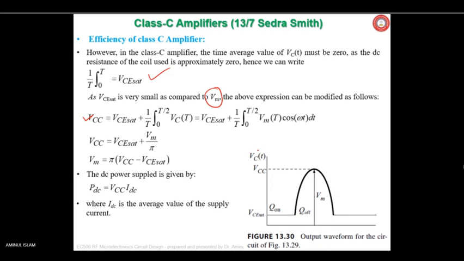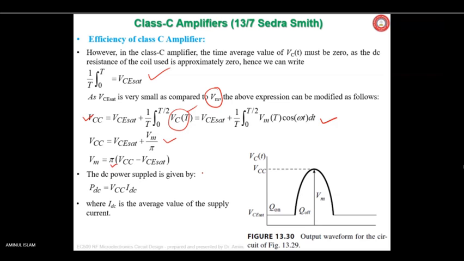T, the integration of Vc(t) over the period from 0 to T by 2 equals this. Putting the value of this, we get this expression here: VCC equals VC sat plus Vm by pi, where Vm equals pi into (VCC minus VC sat).